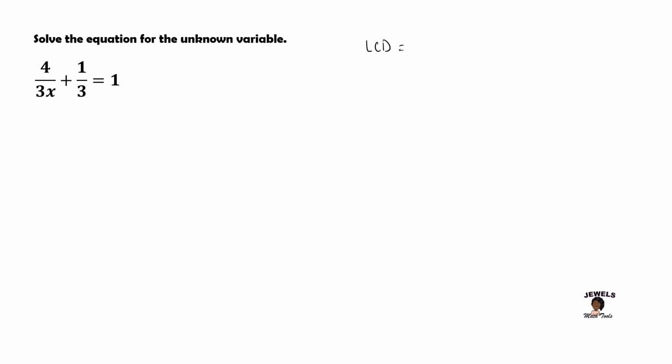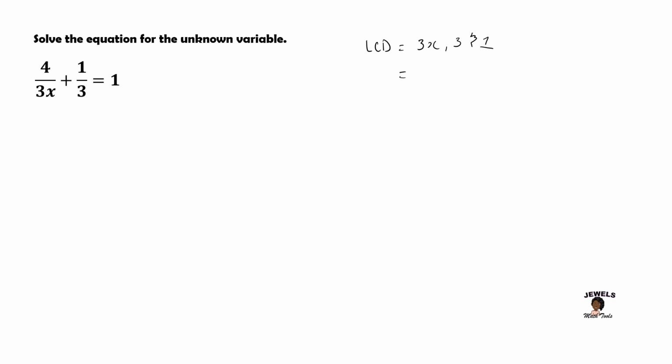In our first fraction, we have 3x. In the second fraction, we have 3. And we know that since 1 is a whole number, 1 has a denominator of 1. Now in finding our LCD, we're looking for a term that's going to include all 3 of these terms. Now in looking at our parts, we have 3x.